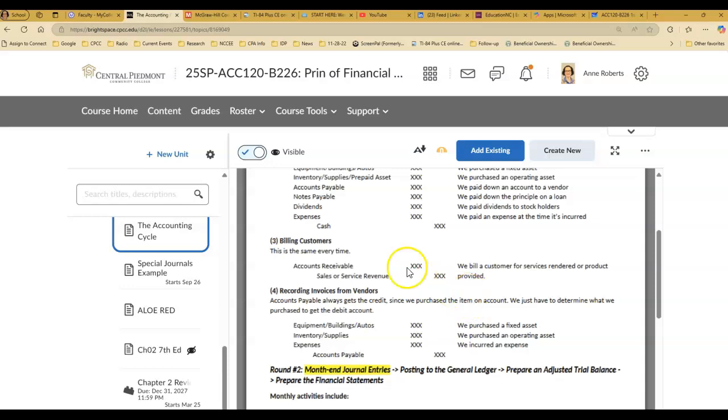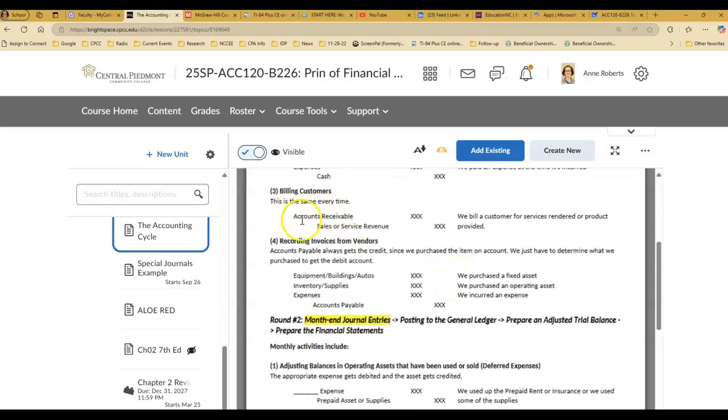Then we're billing customers, right? Then we just got to decide again, our customer came in and said, put it on my tab, okay, and we're sending them the bill, okay. Then the recording invoices from vendors. So now we said put it on our tab. Now it's a question of what did we buy? Did we buy some kind of asset like equipment, buildings, or automobiles? Did we buy some kind of inventory? Did we buy supplies? Is it some kind of expense?